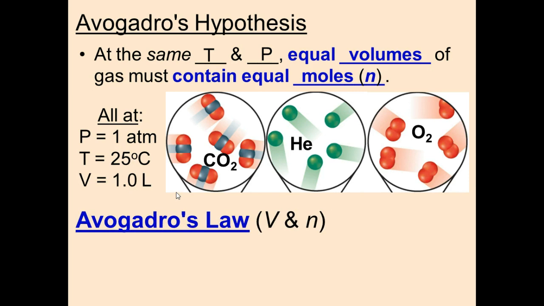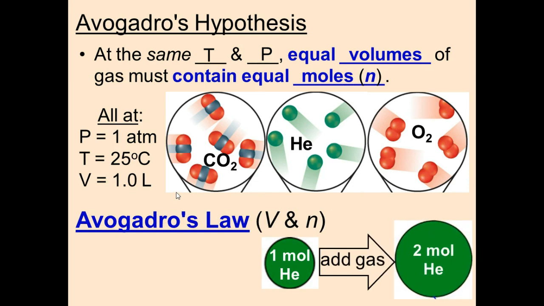And Avogadro's law, the most important thing you should take away from the slide, is that if we increase the number of moles, then the volume will increase by the same factor. Here we have a balloon with 1 mole of helium and then 2 moles of helium, so we added 1 mole. If we double the number of moles, we also double the volume. So it's important to know that if we double the number of moles, we double the volume, or if we halve the volume, we halve the number of moles. Whatever happens to one happens to the other.